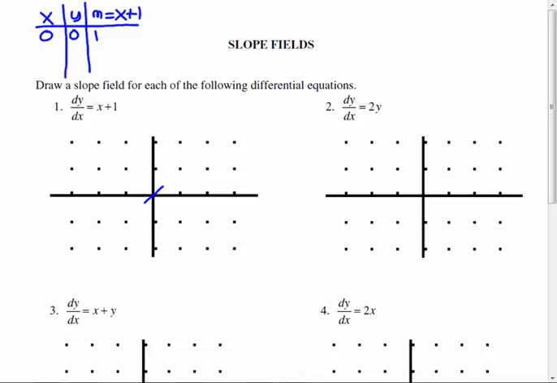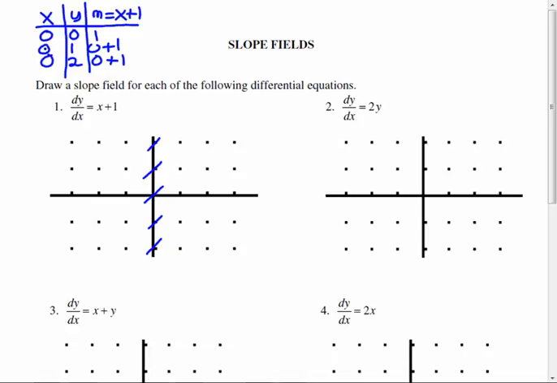Okay, so if x is equal to 0 and y is equal to 1, my slope is still, x is 0, 0 plus 1 is still 1. These are going to be the same vertically, aren't they? If x is equal to 0 and y is 2, what's the slope? No, it's 0 plus 1. It's 1. So what's going to be true on the y-axis? They're all going to be 1.